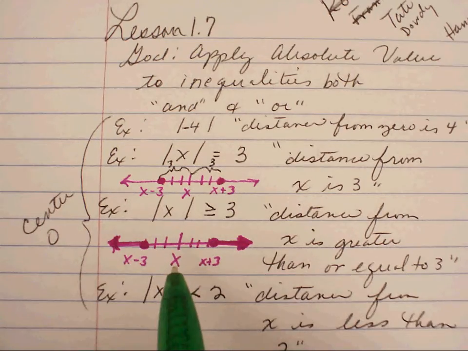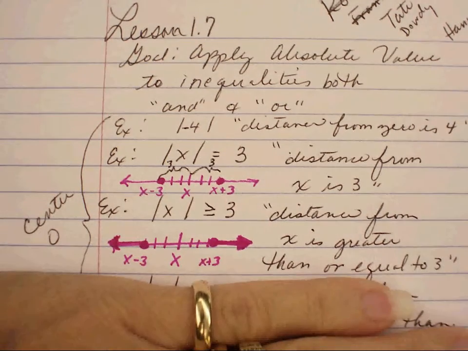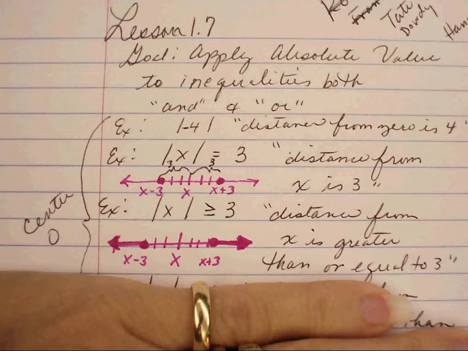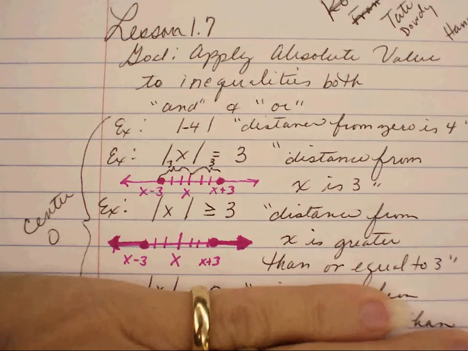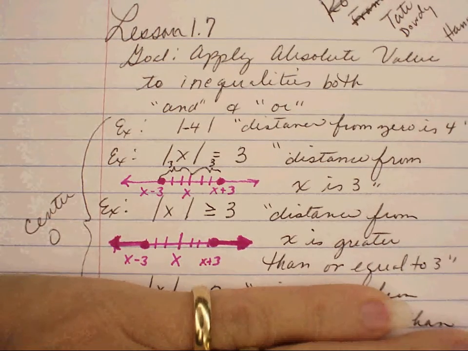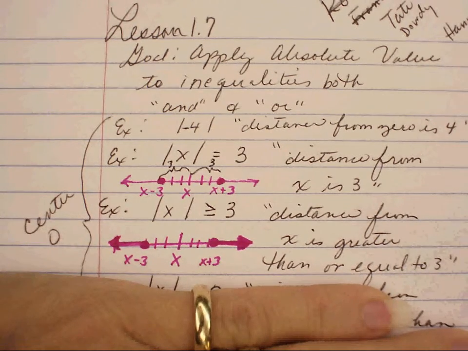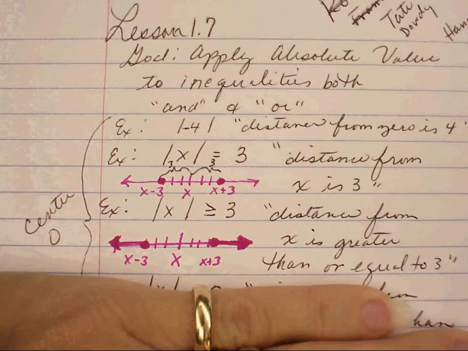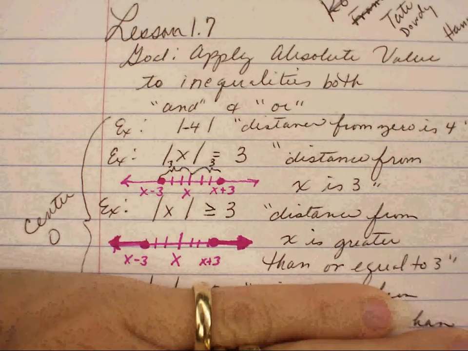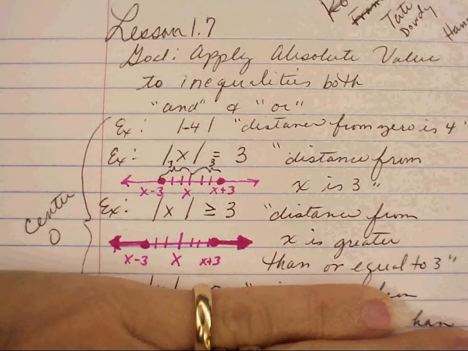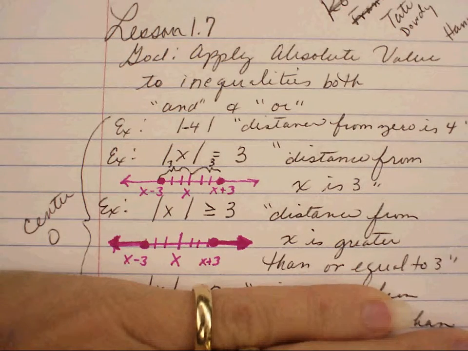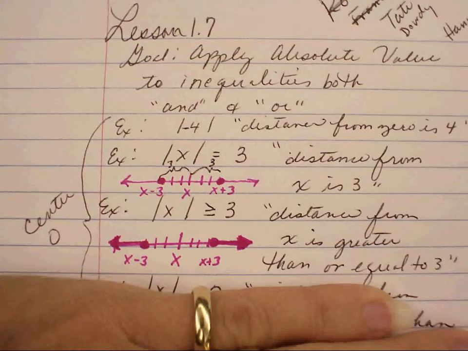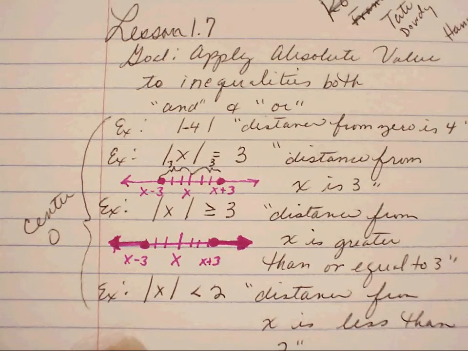What is the difference between that and that? Ignore this for a minute. What is the difference between that and that? The greater than sign. It's saying you have to go a distance greater than 3 and you will find answers to the right. You have to go a distance greater than 3 to the left and then you'll find answers. It could also be exactly 3 from the center. What did I make the center? X.